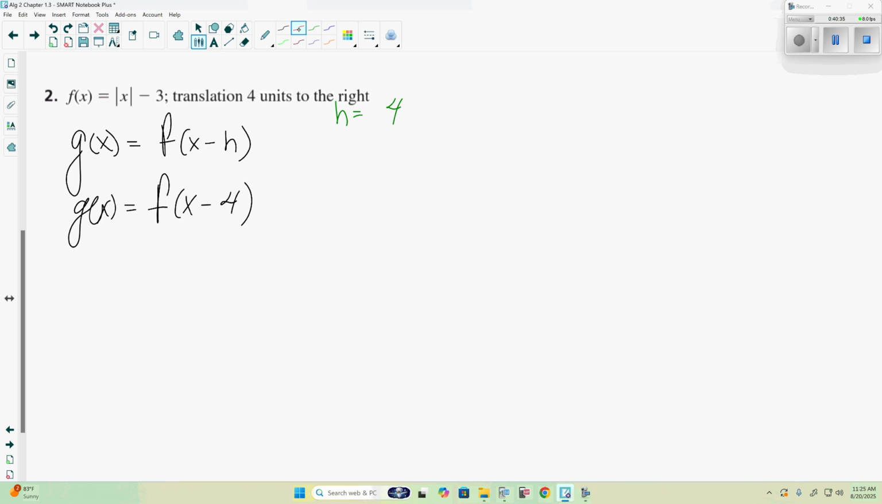Now, the last thing we need to do is put this into our function. We have now f of x minus 4. We don't have f of x anymore. We replaced the x in f of x with x minus 4, yes? So when we plug this into the function, we're going to replace every x on the other side of that equal sign with what? x minus 4. So we'll have the absolute value bars. Inside, we now have x minus 4 minus 3. We replace that x with x minus 4. Questions?